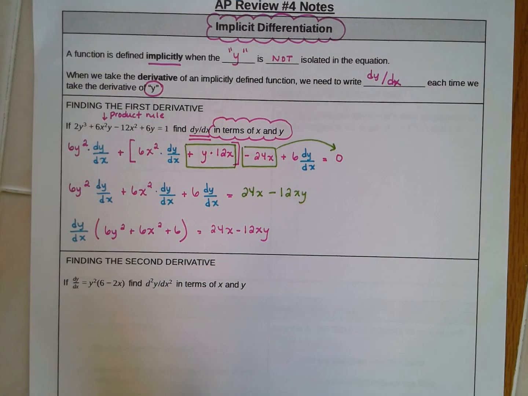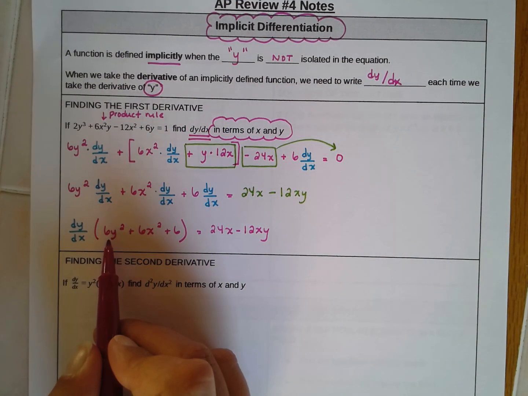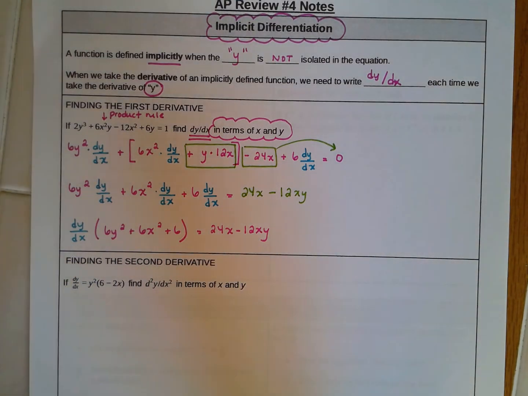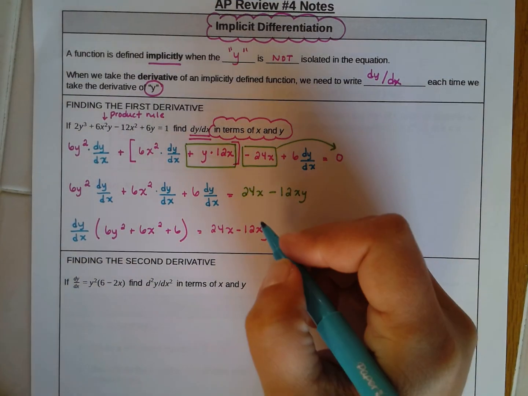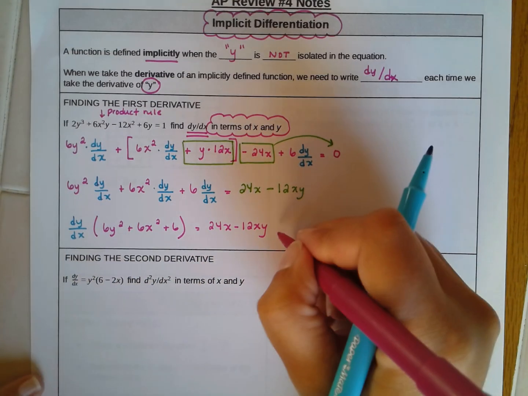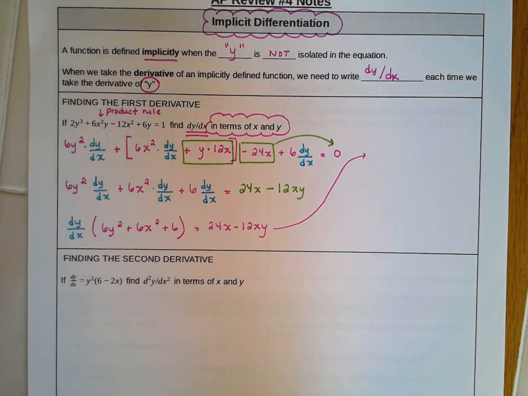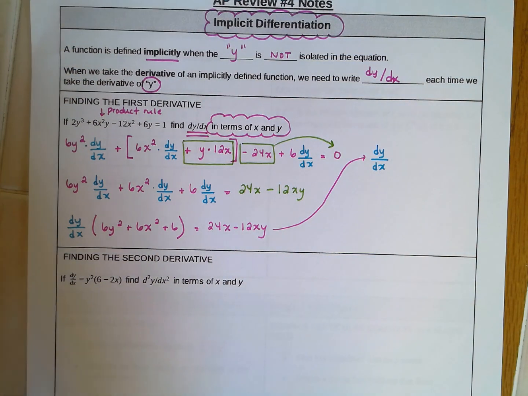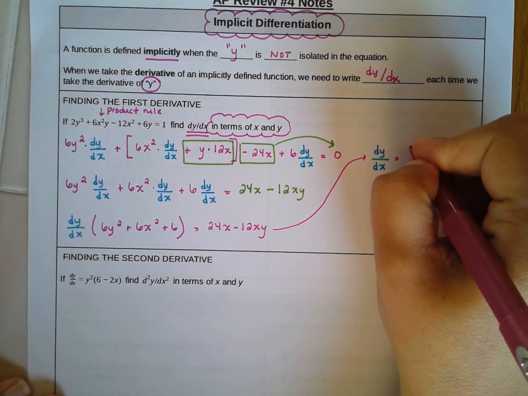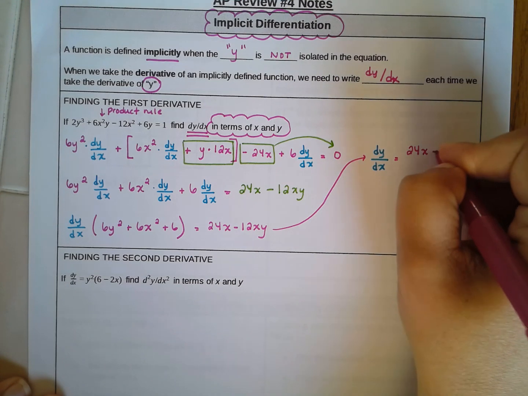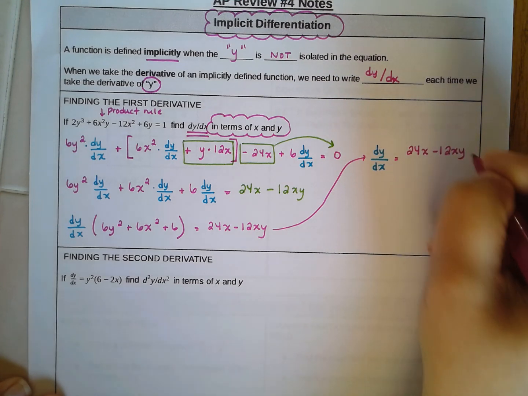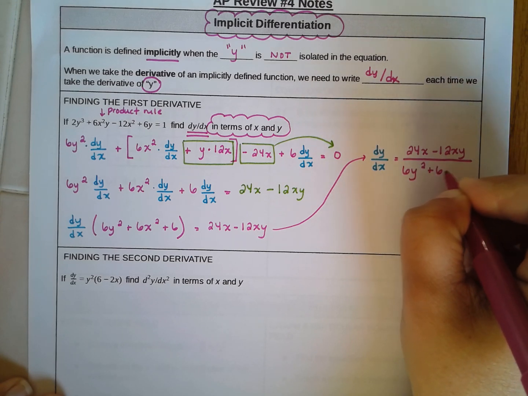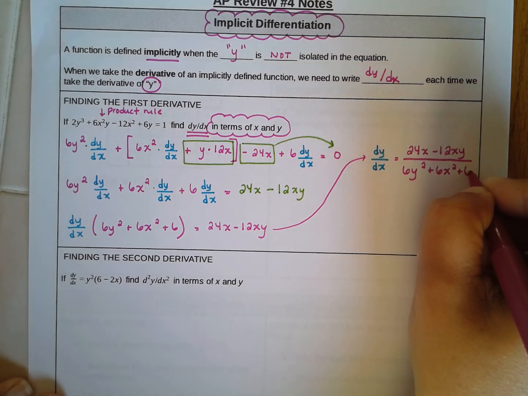All right, the next thing I want to do here is divide by this 6y squared plus 6x squared plus 6 in order to get the dy over dx by itself. So what that means is that my new equation, and I'll write this up here so that I have some extra space, is going to say dy over dx equals 24x minus 12xy over 6y squared plus 6x squared plus 6.